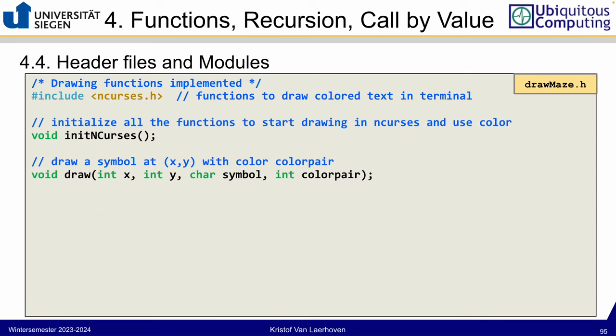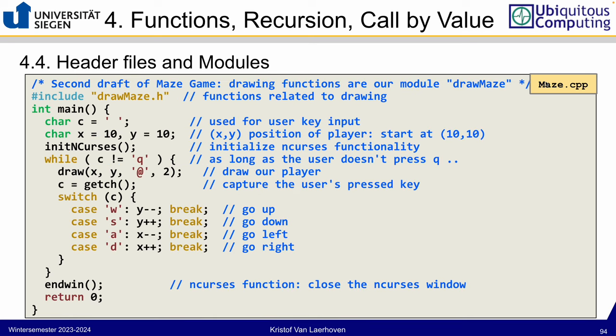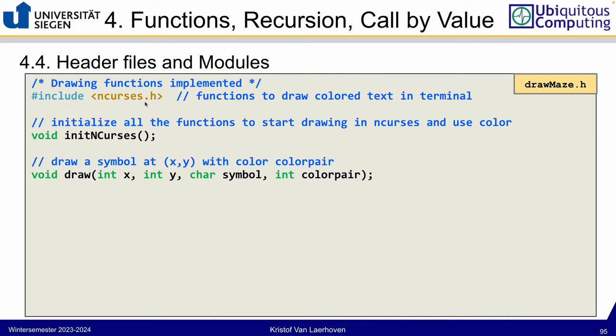drawMaze.h? Sorry? What are the addresses in our computer? What is the root file? So there's two files up until now. There's maze.cpp in one folder. Yes, in one folder, there's maze.cpp. And in the same folder, there's drawMaze.h, which is this one over here. And these are the contents, right? So that's quite manageable so far, I hope.